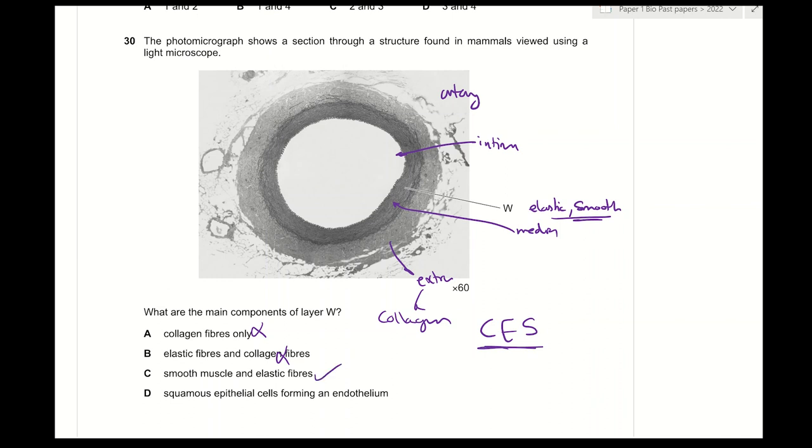C, smooth muscle and elastic fibers. Yes, these are the main components. D, squamous epithelial cells forming an endothelium. This is incorrect, and the answer is going to be C.